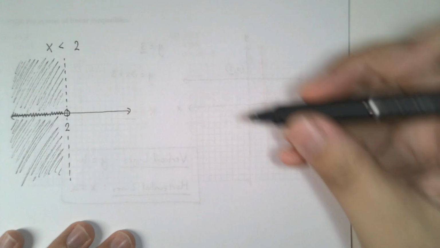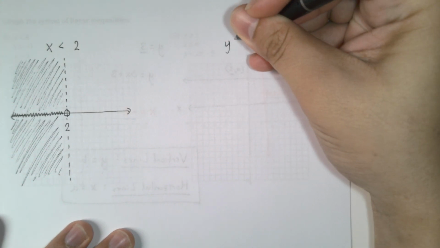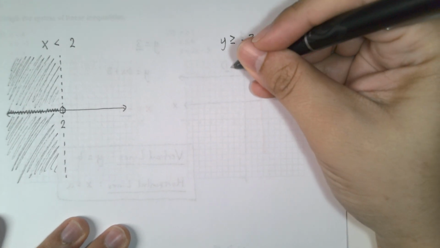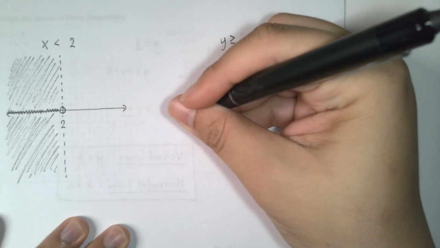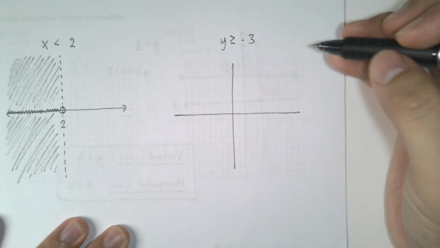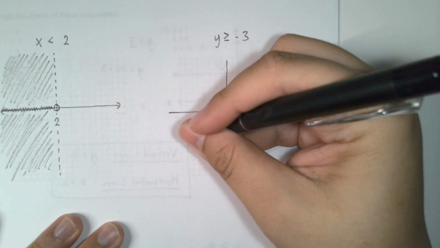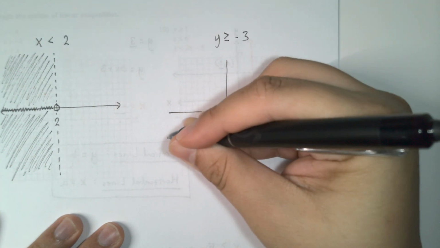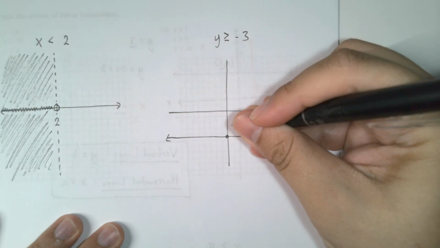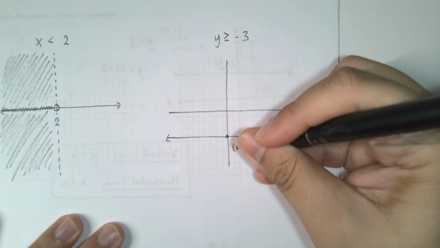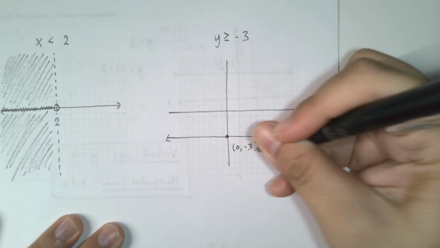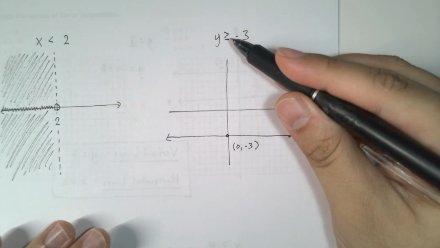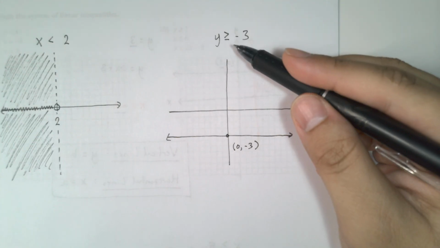And then y, what if we have, say, y is greater than or equal to -3? Well, let's go back to our 2D graph. First, let's just graph y equals -3. So we know that this is going to be a horizontal line that goes through this point 0, -3. And when you have y and you see greater than, you're going to shade above.